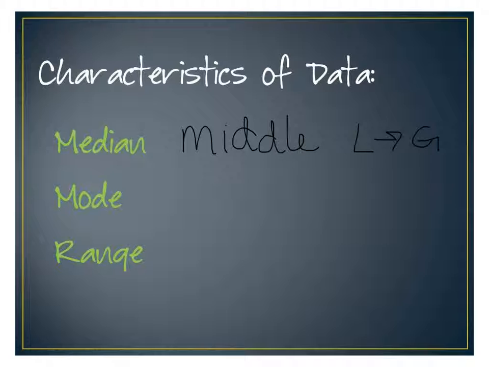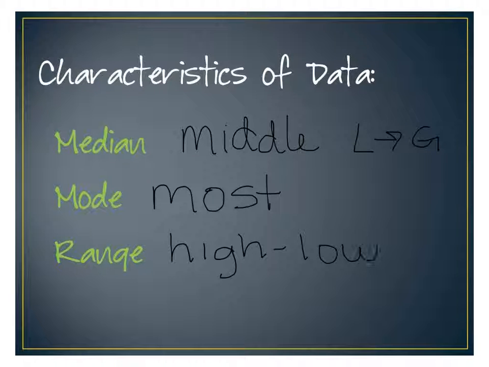When we're asked to find the mode, we want to think about the number that we see most often in the data set. And when we're asked to find the range, they're asking for the spread of the numbers. So we take the highest number and we subtract from it the lowest number. So let's look at some problems where we're going to use the median, the mode, and the range.